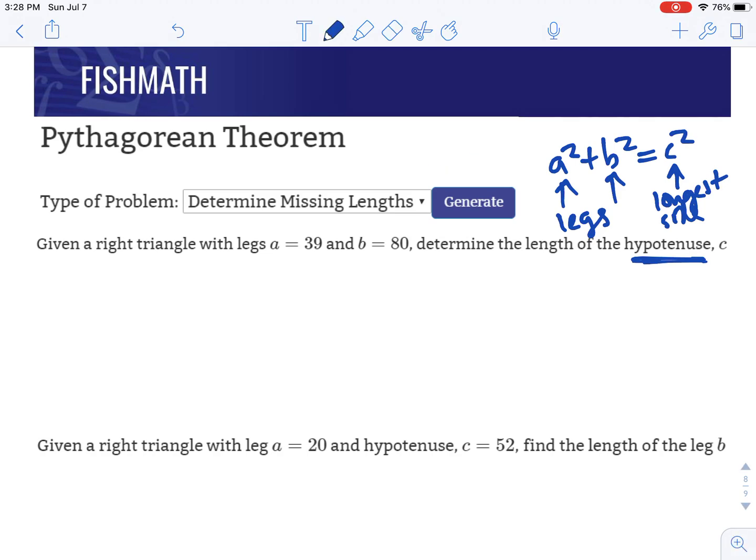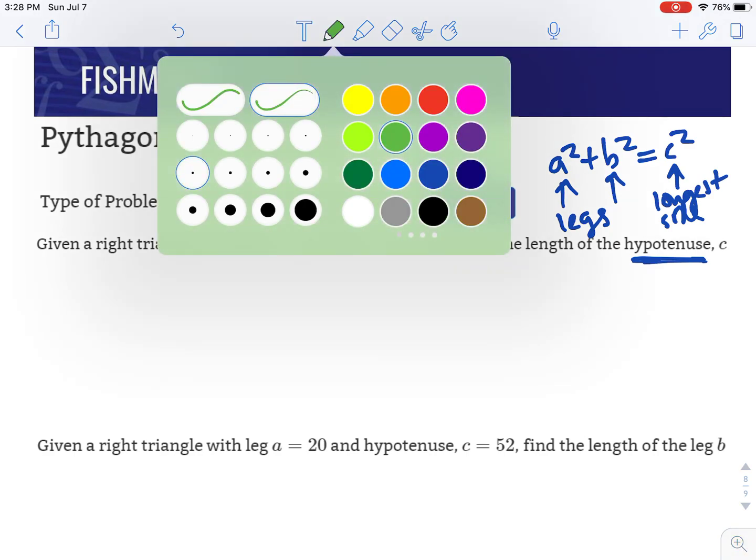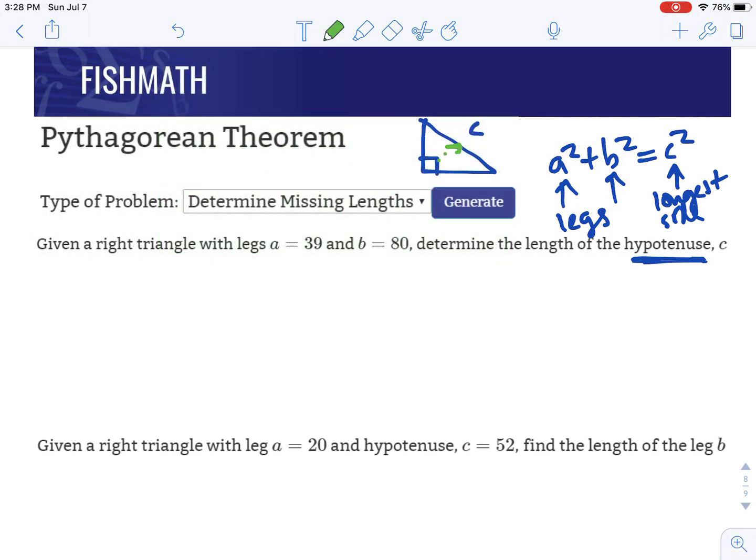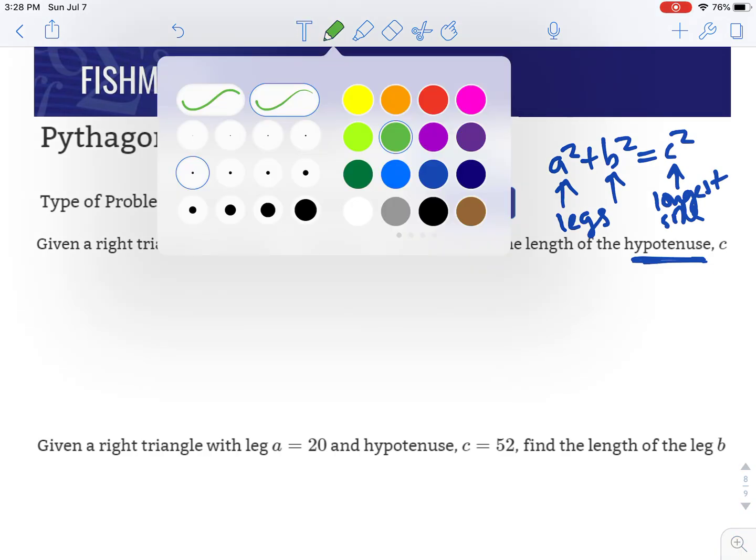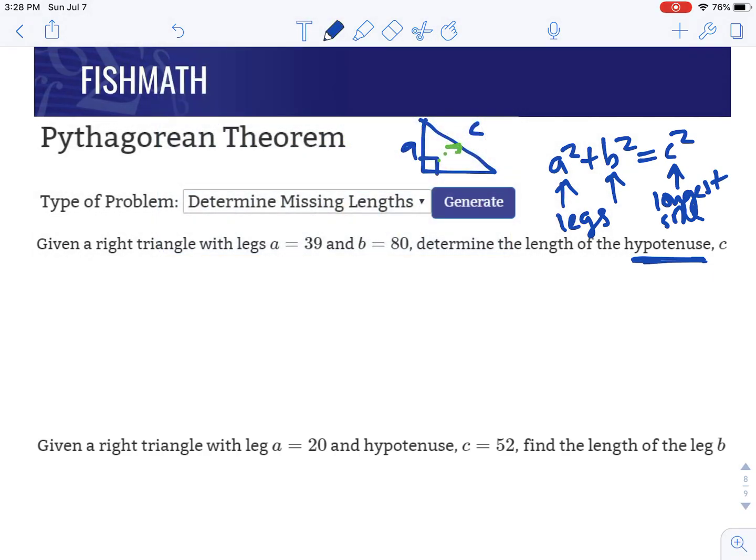This looks absolutely terrible. So let's try and make a right triangle there. That looks a little better. So C is always across from the right angle. That's always the longest side. And then A and B are either or for the side lengths here, the legs of the right triangle.